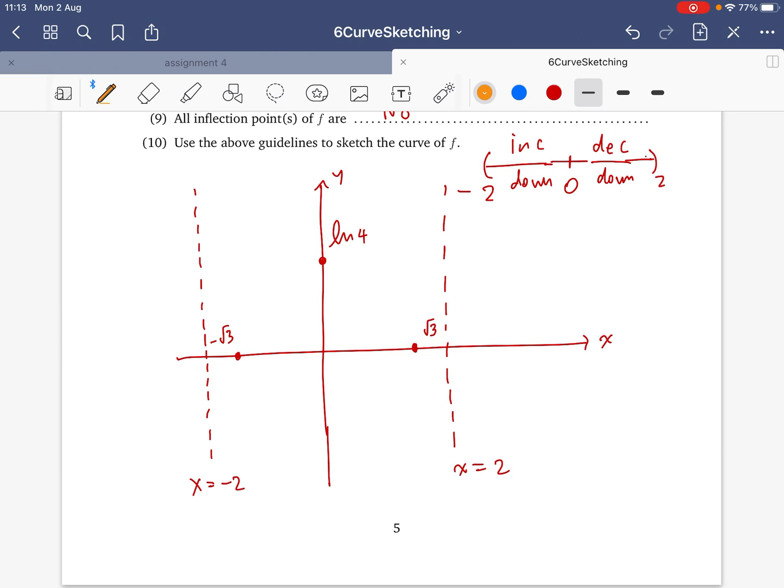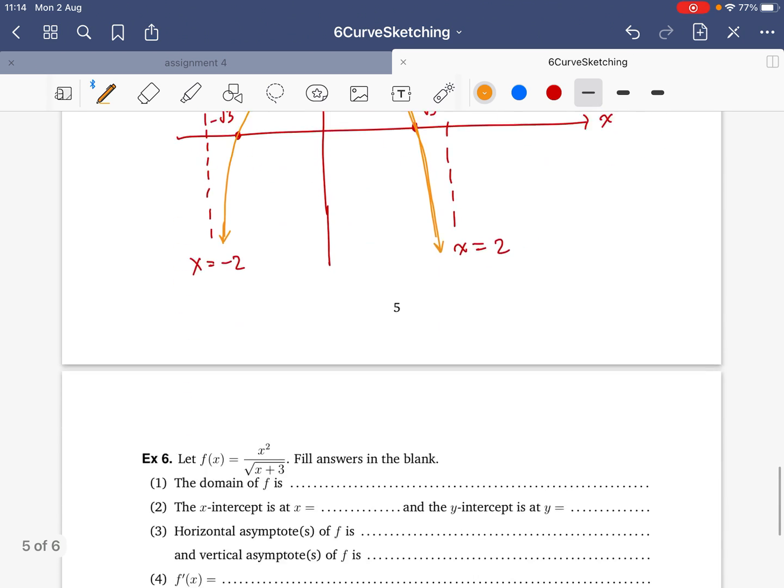So your curve, because it is increasing and concave down, looks like that, and decreasing and concave down, looks like this. So it will be something like this. This one has no corner, it must be smooth, and it goes close to these two vertical asymptotes. All right, this is the graph of that logarithm.